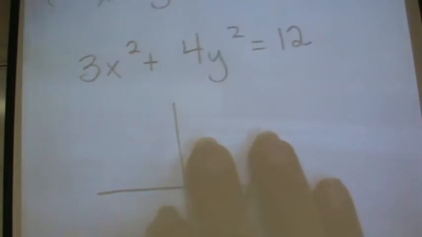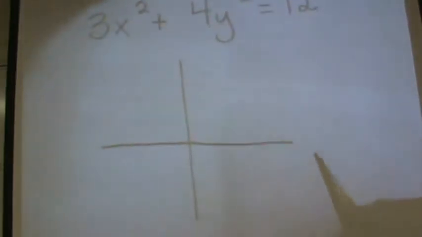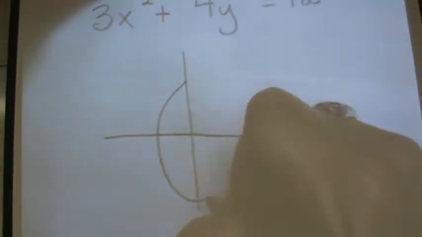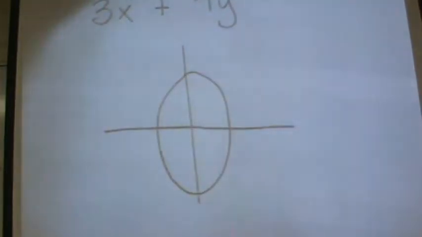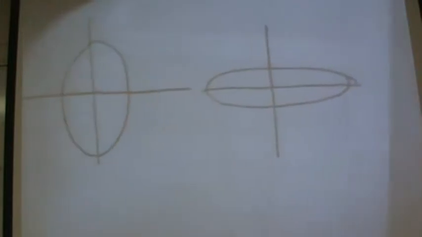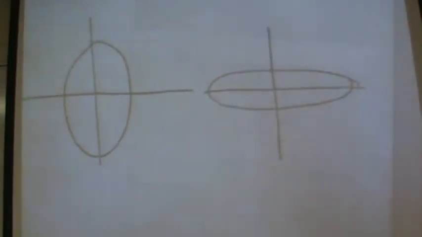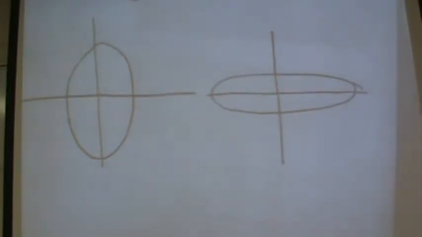Well, for something like this, it's going to end up being a distorted circle. It's going to look something like maybe this, or it could look like that. I'm not very good at drawing these. Think of how a football's shaped. It's not round, it's not like a basketball or a baseball. It's going to be more shaped like a football, okay?